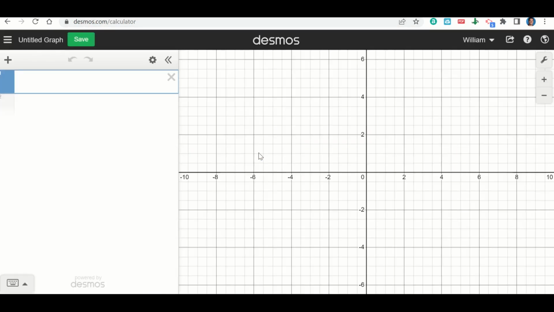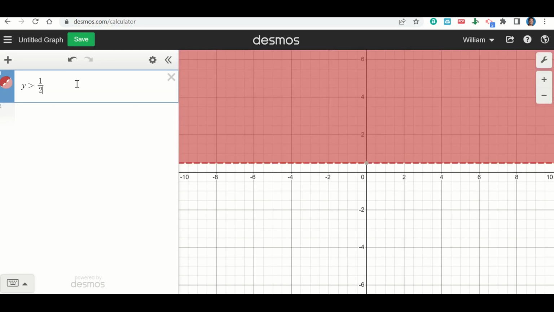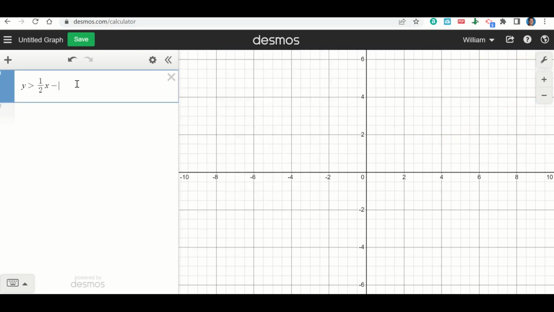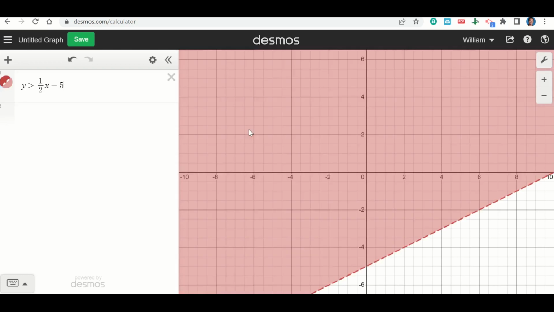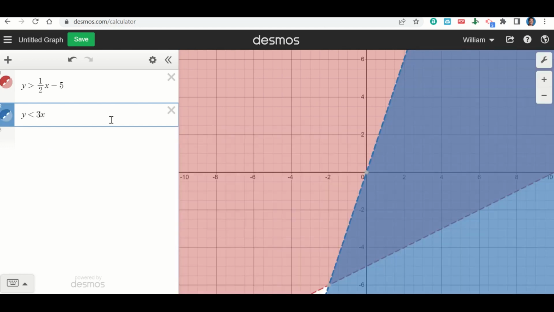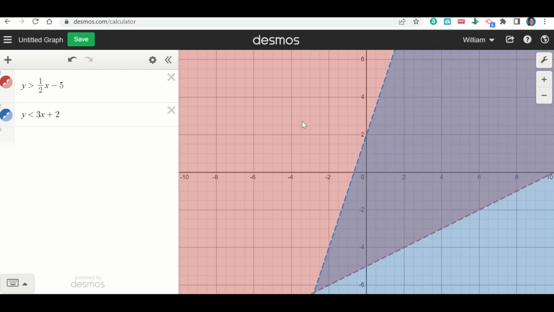I'm going to click on that. And on the left side, I can enter the two inequalities that I want to look at. So let's go ahead and put one in. Y is greater than 1/2 x minus 5. So there's my first one. And then I'm going to put my second one in. Y is less than 3x plus 2. Okay, and now we can see where we have our two lines that are drawn.